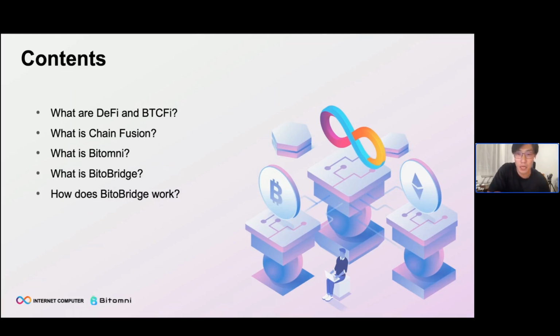Since our code has not been open sourced yet, it is impossible to show you the code for now, but we will open source our code soon. So let's leave that for later.